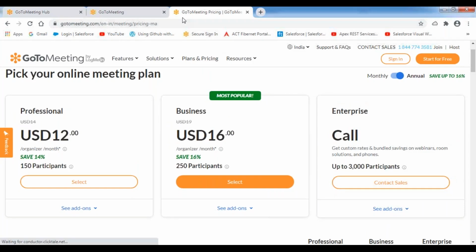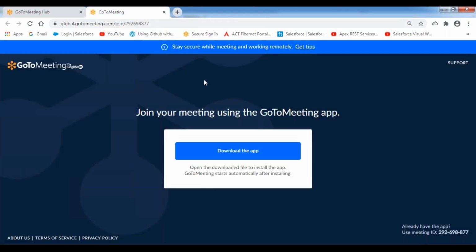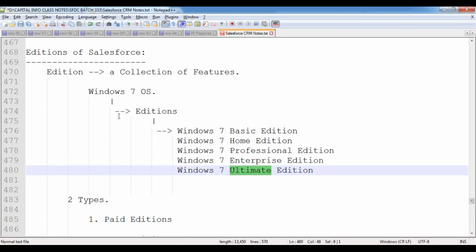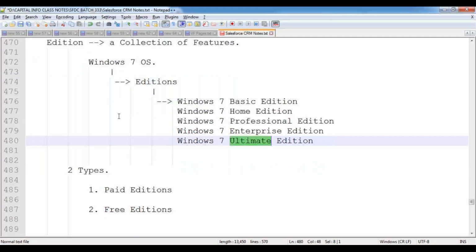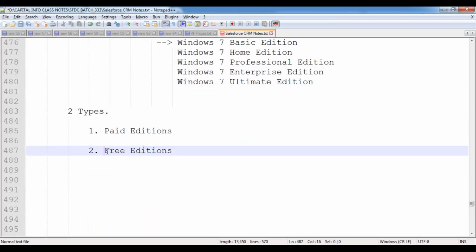Similarly, Salesforce also provides its software in terms of various editions. So an edition is nothing but a collection of features. An edition provides a collection of features which can be accessible by the customer. As part of Salesforce, two types of editions are available. First one, paid editions. Second one, free editions.